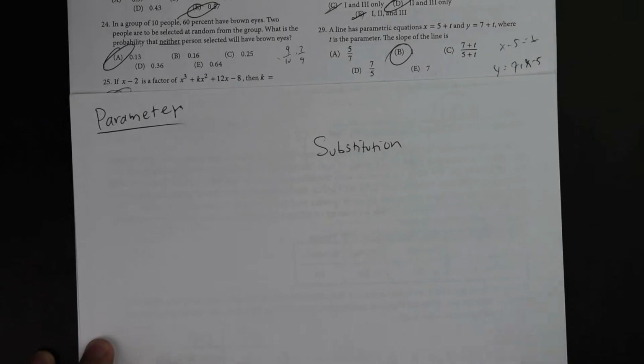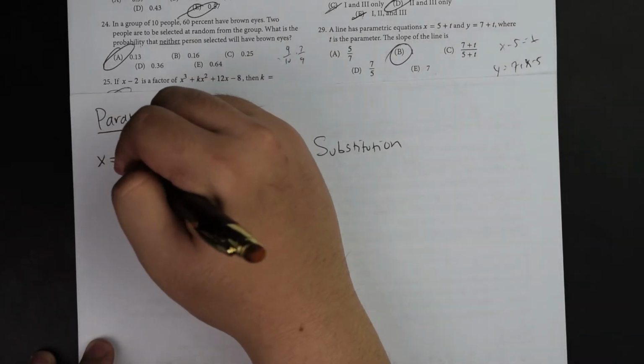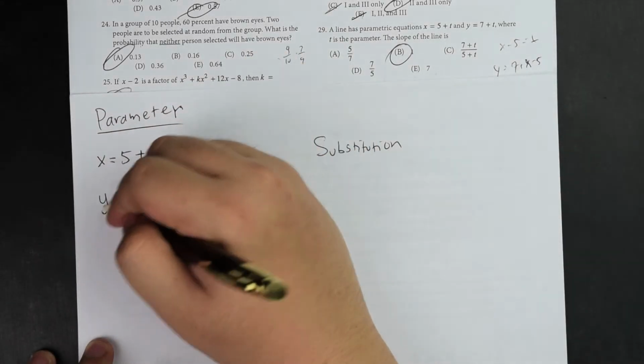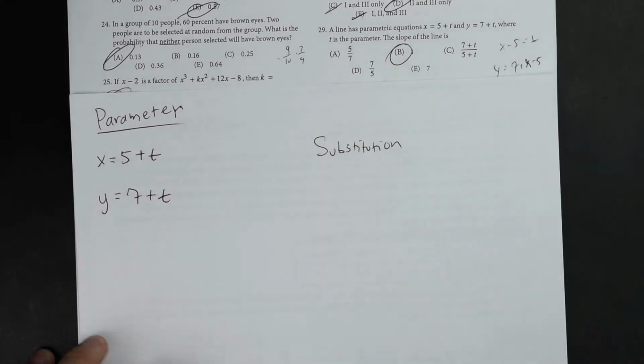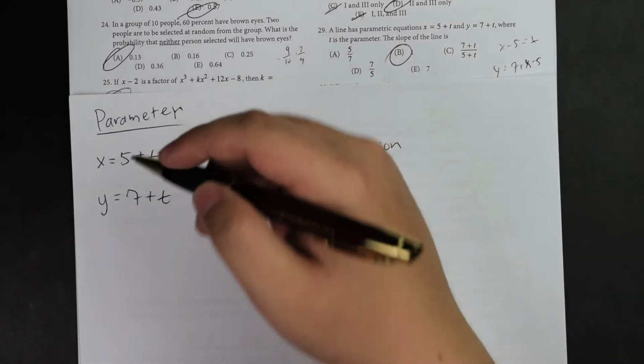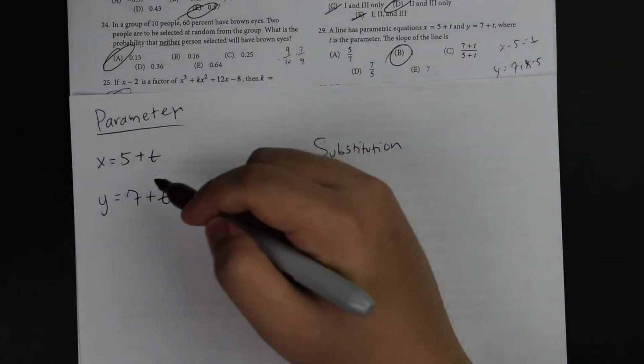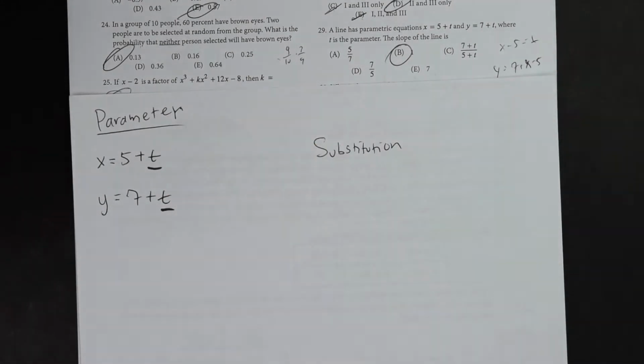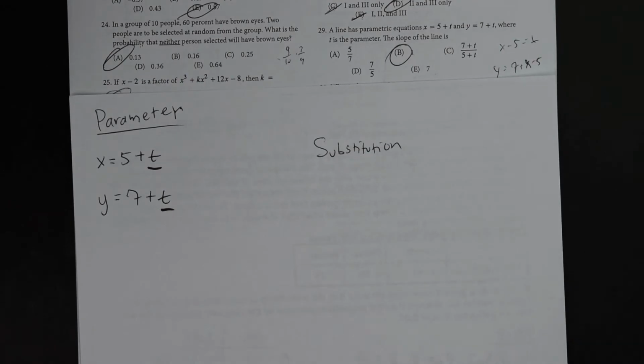So for 29, they tell you that the two equations are x equals 5 plus t, and y equals 7 plus t. And substitution will come into play, because I'm going to get rid of t. T is the parameter that I'm working with, a substitute sort of variable that is in place of what's needed at the moment. But that being stated, we want to get rid of t. That's my goal.